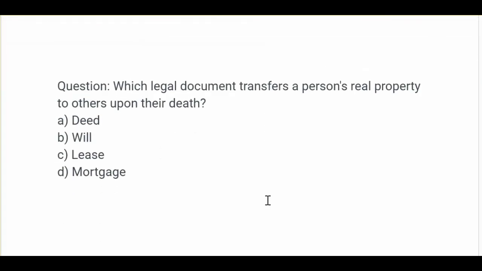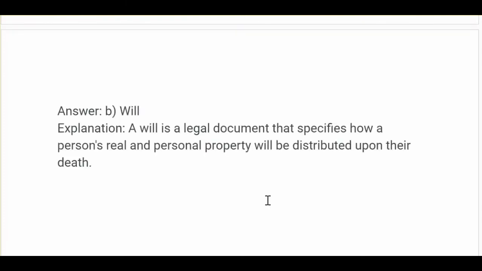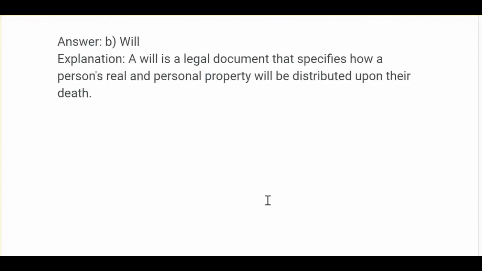Which legal document transfers a person's real property to others upon their death? A, deed, B, will, C, lease, D, mortgage. Answer, will. A will is a legal document that specifies how a person's real and personal property will be distributed upon their death.